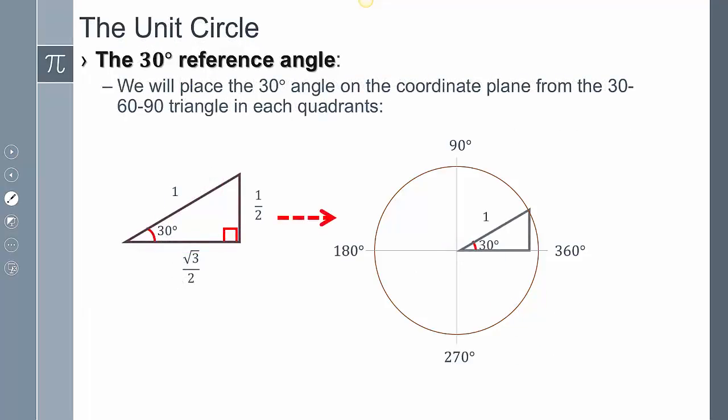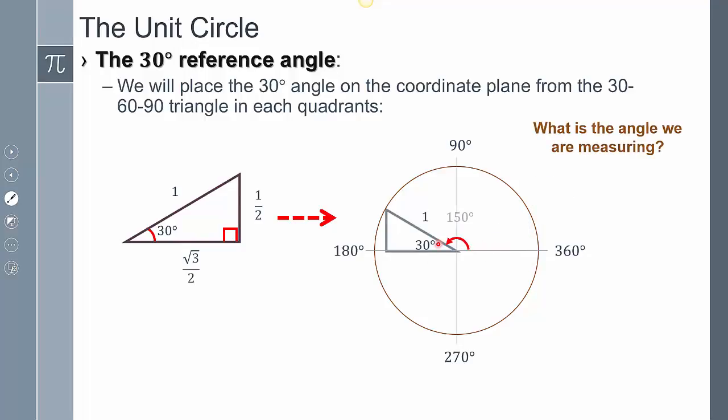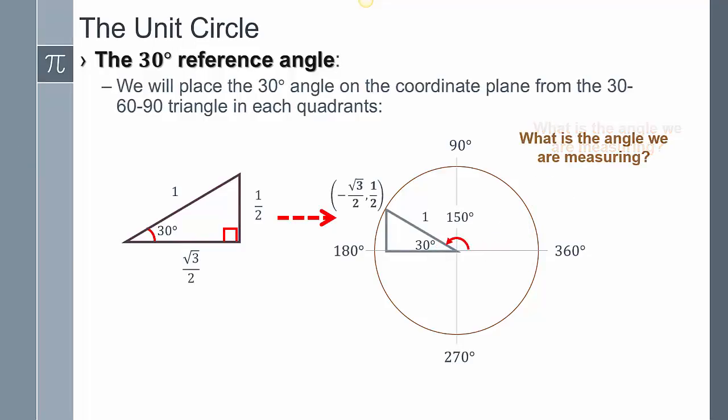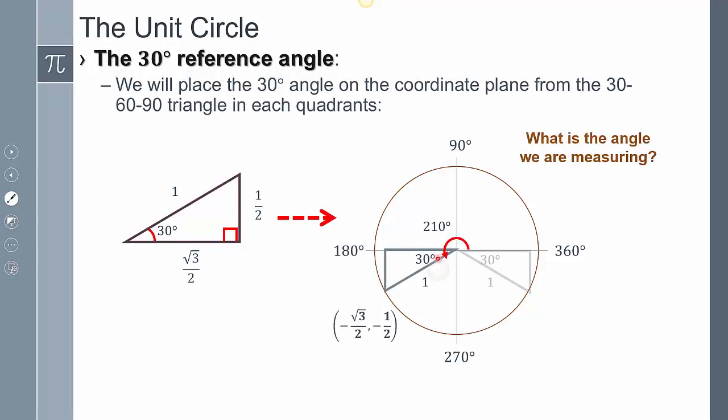I can do the same thing for my 30, 60, 90 triangle with a 30 degree reference angle. So with my 30 degree reference angle, this distance here is root 3 over 2. This distance here is 1/2. And I can go through and place it in all four quadrants. This angle is 150 degrees. That's going to be 210. And the last one's going to be 330. Positive radical 3 over 2, negative 1/2.